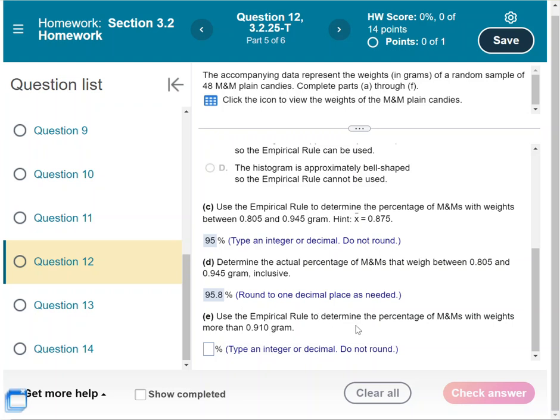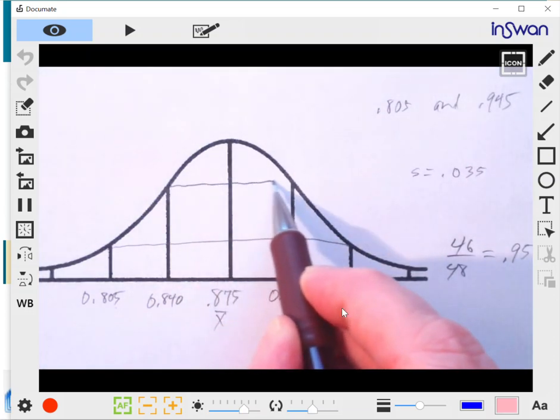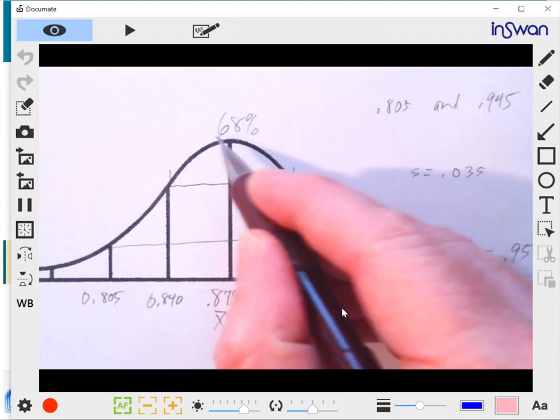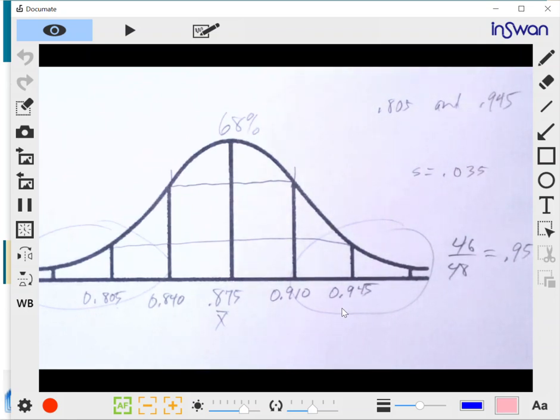So use the empirical rule to determine the percentage of M&Ms with weights more than 910 thousandths of a gram. Okay, so let's go back to our picture. More than 910, that would be here. Now remember, in here, within one standard deviation, we have 68% of the data. What that means is outside of there, you'll find the difference between that and 100. So 100 minus 68 is 34. So half of that's here and half of that's here.